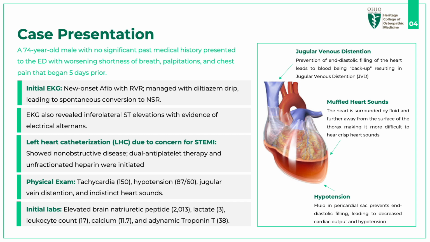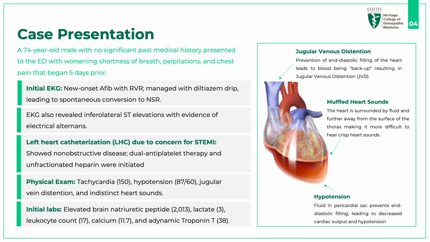EKG then showed infralateral ST elevations with ST depressions in AVR, V1, V2, and electrical alternans. They were concerned for a STEMI, so a left heart cath was done, which showed non-obstructive disease. The patient was started on dual antiplatelet therapy and unfractionated heparin and admitted to the hospital.